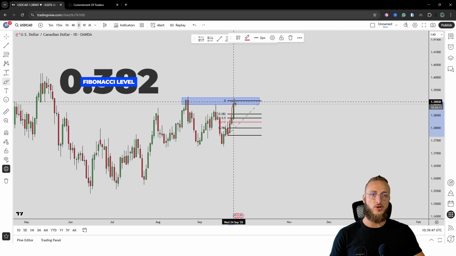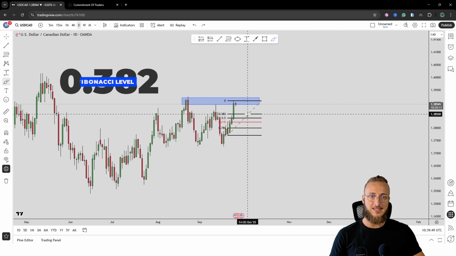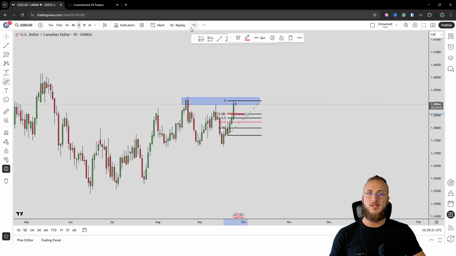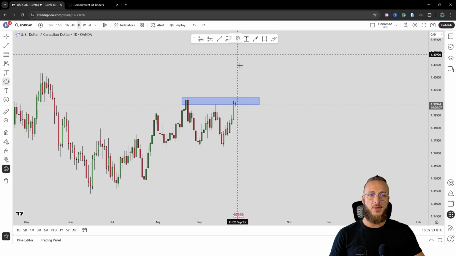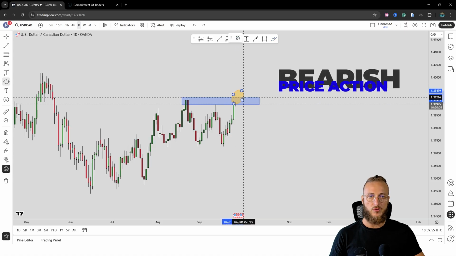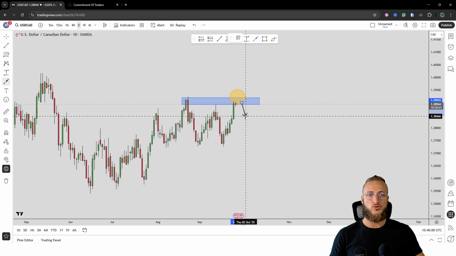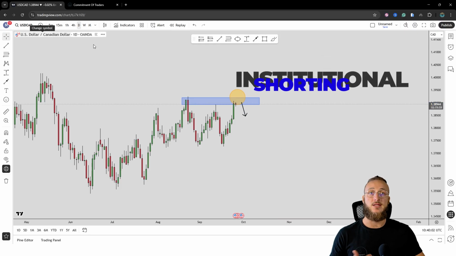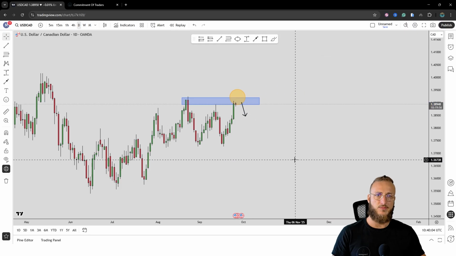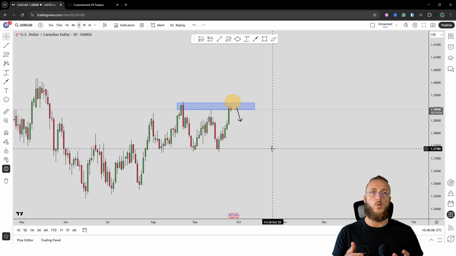of the Fibonacci taken on the impulse leg, which in this case is at this level, which means that there is some room for some bearish price action away from this resistance zone, fueled by some more institutional shorting here of USD-CAD, so longing of the CAD. So in a situation like this, what would I expect?